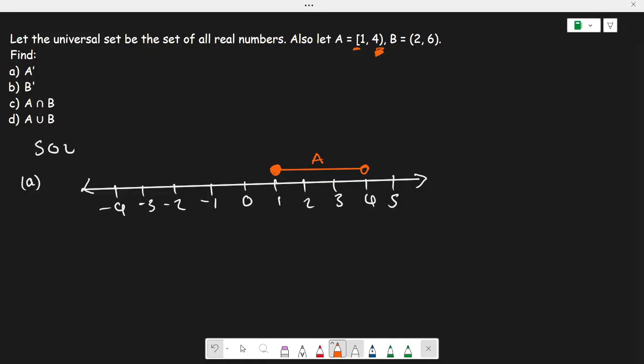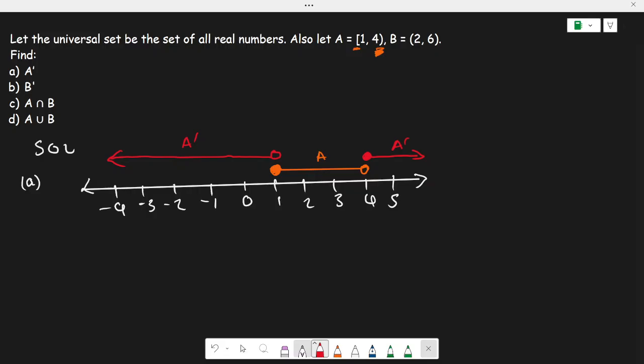Now to find A complement is just the rest of this part which is not part of A. So to write that, this side, since 1 is included in A, it's not going to be included in A complement. So A complement is going this side. This is A complement. And on the other side, since 4 is not included in A, it's going to be included like this. So this is also A complement.